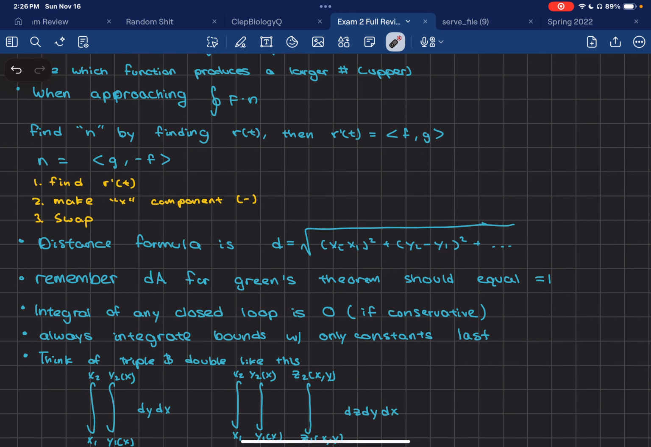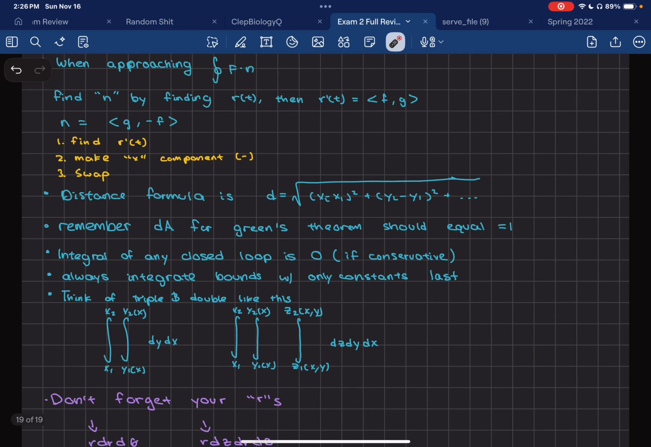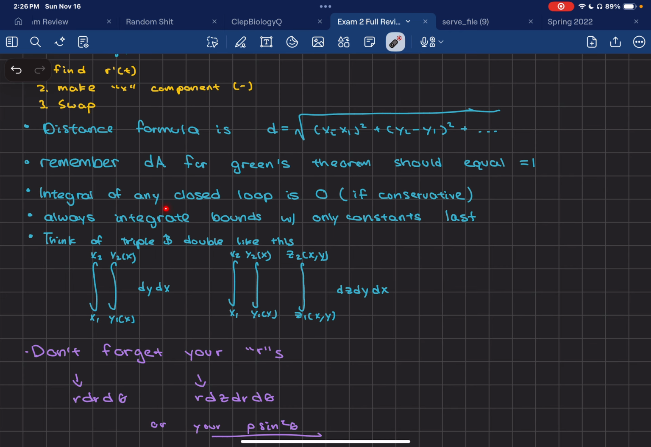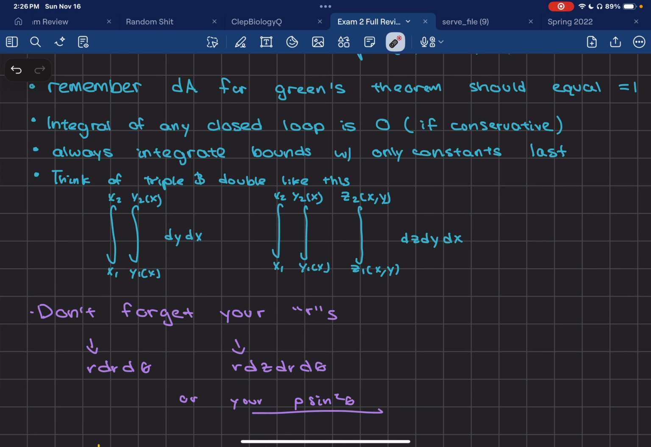Okay, this is the distance formula. Remember that the dA for Green's theorem should equal 1. The integral of any closed loop is 0 if and only if it's conservative. Always integrate bounds with only constants last. This really helps me when I'm having to reorder bounds: think of it like this, the inner bound is a function of all the other variables that come before it, and just trickles down a little bit.